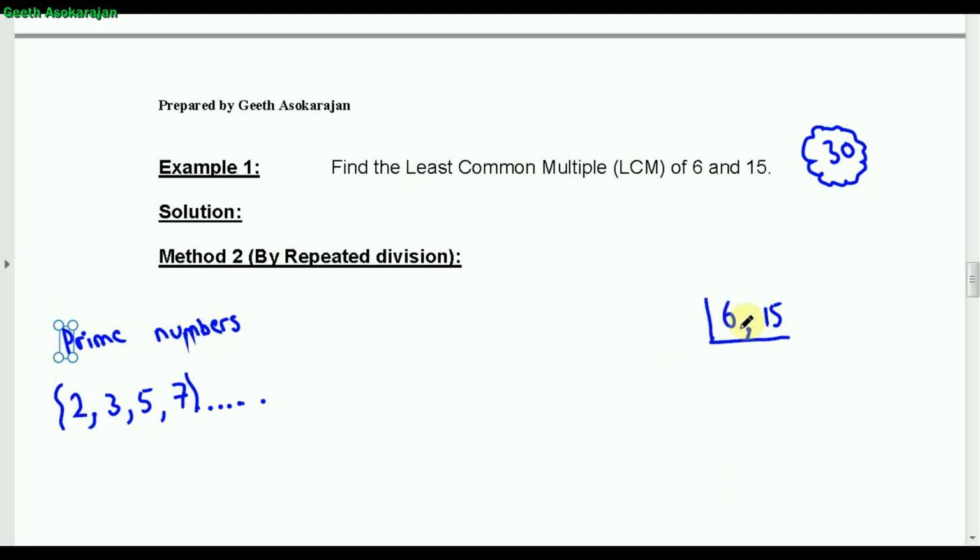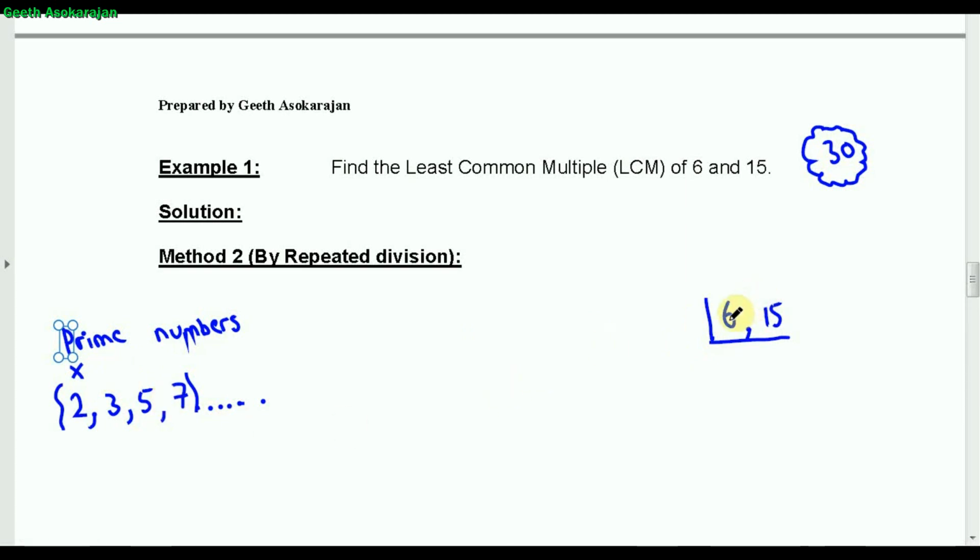Let me go through this example just to explain this point. I first check 2. 6 divided by 2 is 3, no remainder. But 15 can't be divided by 2 because 15 divided by 2 gives us a remainder. So 2 wouldn't work here. Let me just emphasize with a cross.